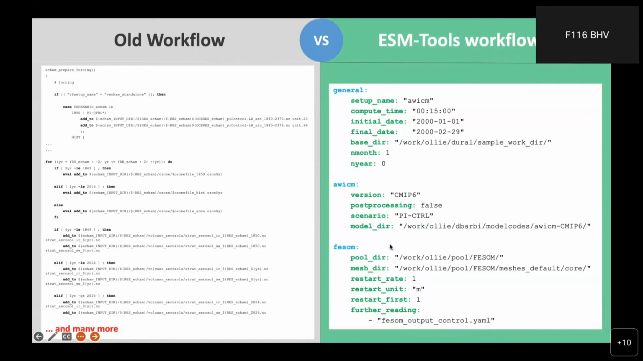And you can see that it looks pretty nice, that it's pretty intuitive to understand what you are seeing here, right? You are seeing, for example, a variable called setup_name that belongs to a general section. That's how the data looks in the configuration files, but also how it looks in the run script, which is your user interface.